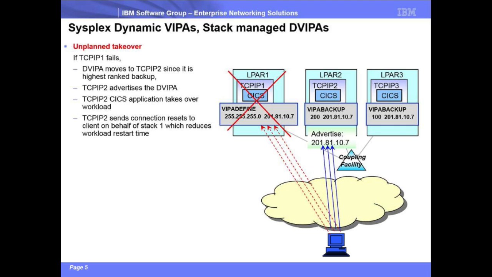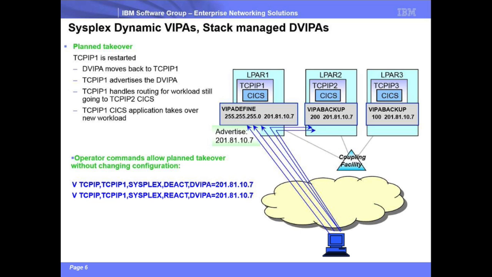In addition, as TCP/IP2 takes over ownership of the DVIPA, it also sends connection resets on behalf of Stack 1 to reduce workload startup time for those connections which have to fail since they lost their connectivity to the application on TCP/IP1.